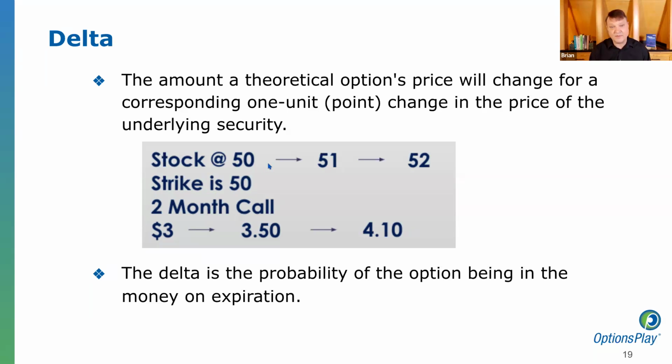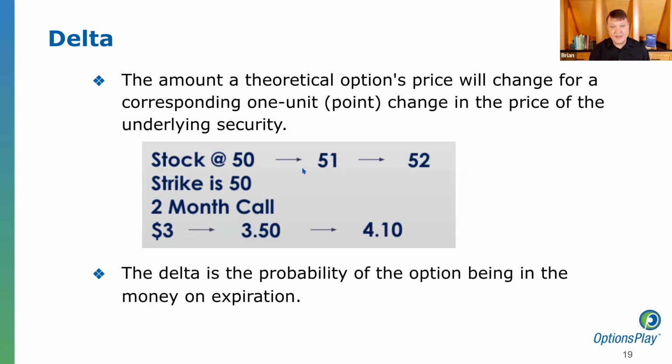But if the stock goes from 50 to 51, and we had a 2-month call option that was trading for $3, we would expect our option contract to go from 3 to 3.50. Why? The delta says so. And it would be a little bit more than 50 cents because it's dynamic. It's going to move along the way. But in a theoretical world, for now, we're going to say that it moves exactly what the delta said it would.